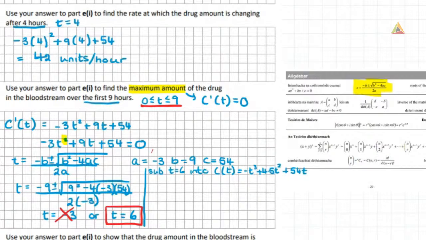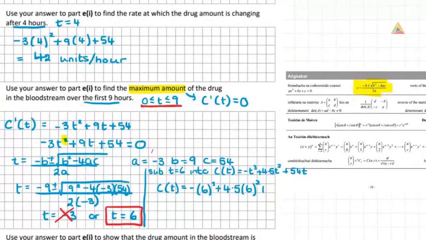So when t is equal to 6, C of t is going to be equal to minus 6 cubed plus 4.5 times 6 squared plus 54 times 6. And when I sub that into my calculator, I'm going to get 270. And remember, C of t was in units, so we were told they were appropriate units.